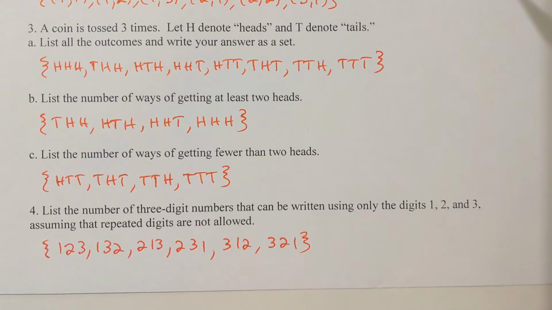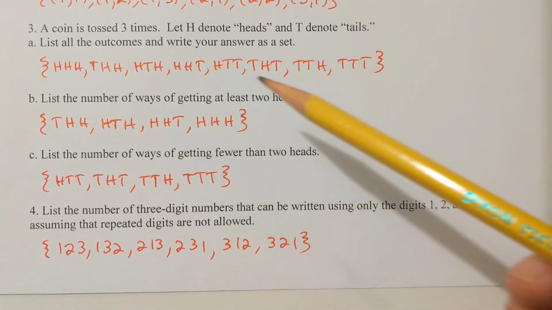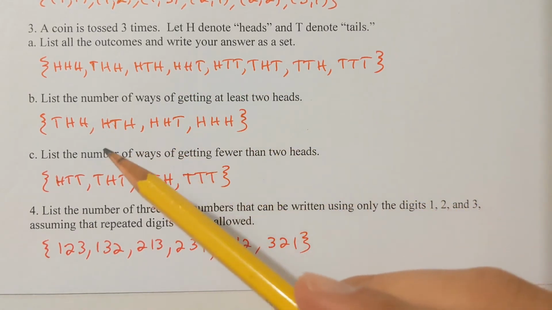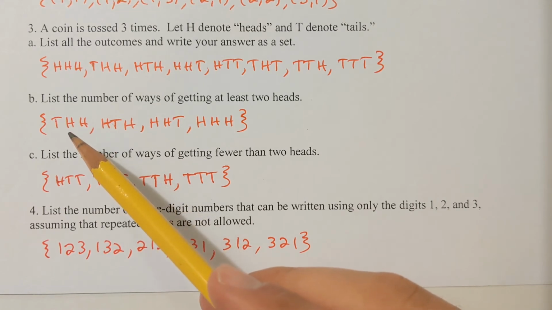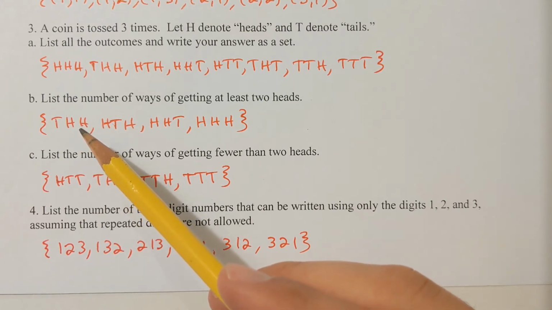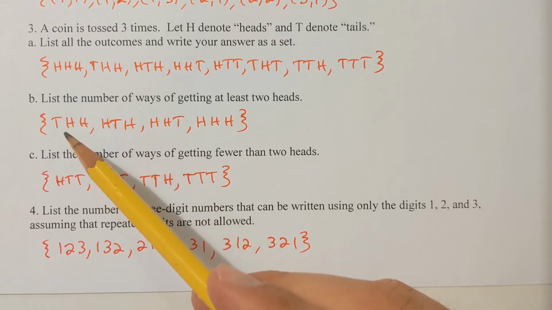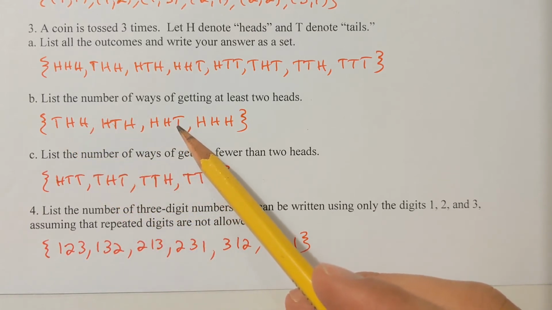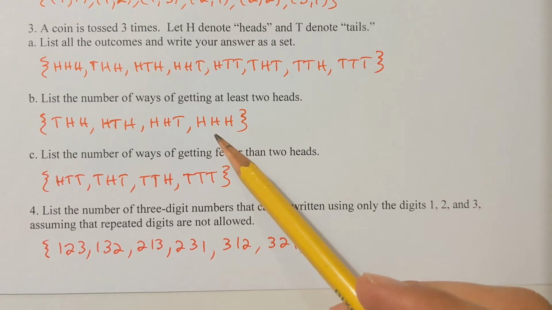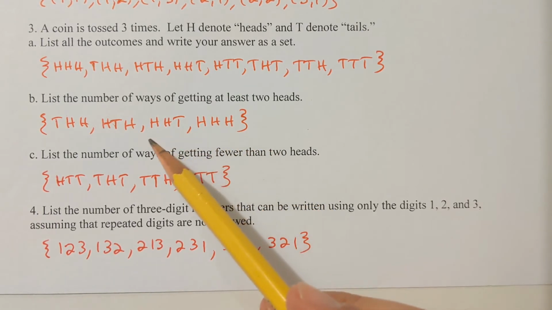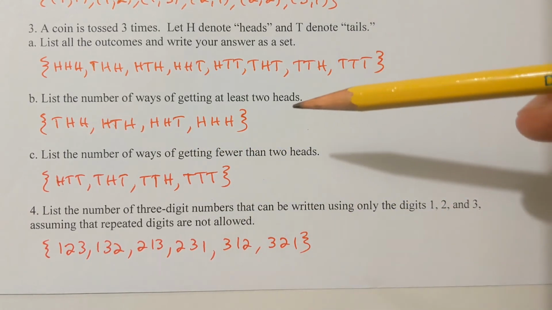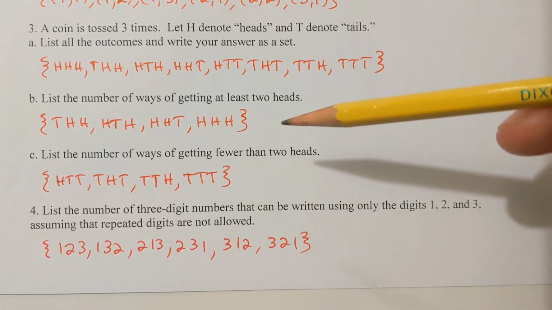List the number of ways for getting at least 2 heads. Okay, so I can see my answer is going to be part of this set. Anything that's at least 2 heads means 2 heads or more. So if we got 2 heads, then there's 1 tails, right? The 1 tails can be the first, second, or third. Or all 3 flips could be heads. And it looks like there's 4 ways to get at least 2 heads.